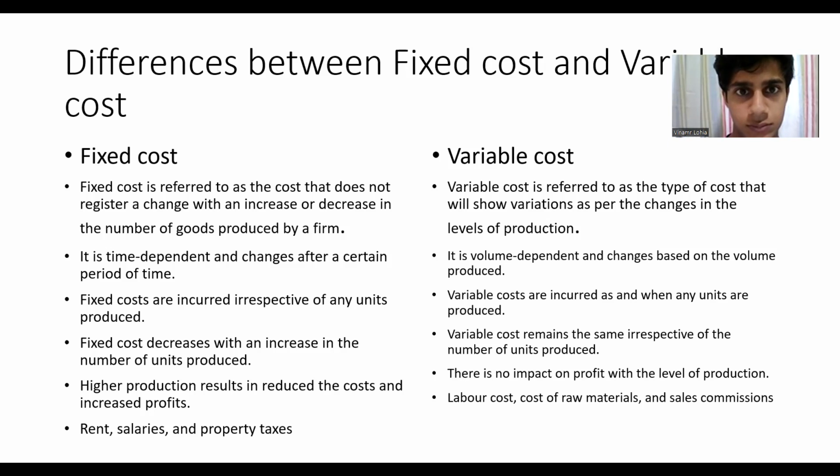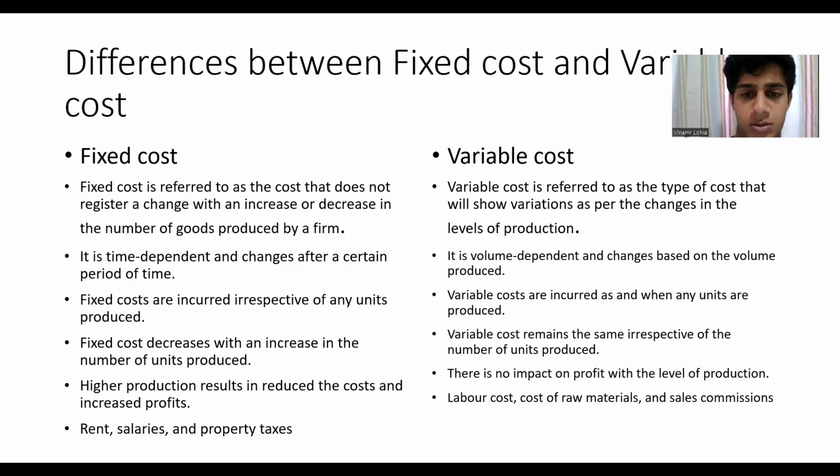Sorry, variable costs are volume dependent and change based on the volume produced. Fixed costs are incurred irrespective of units produced. Variable costs are incurred as and when units are produced. How does fixed cost decrease with an increase in the number of units produced?